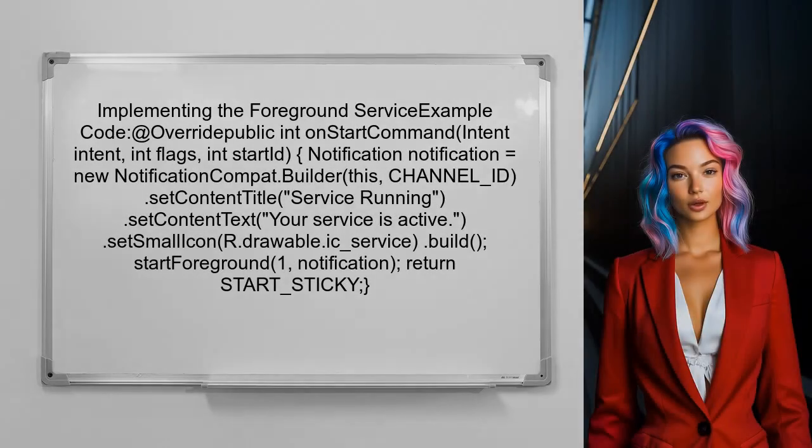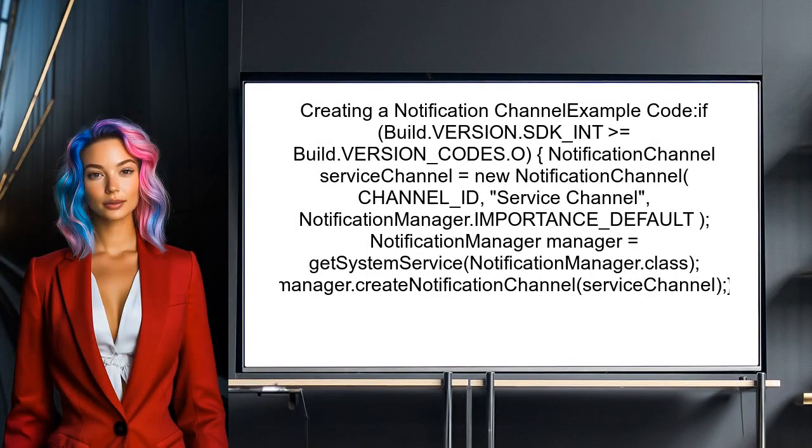The user can implement this by modifying their service code. They need to call startForeground within the service's onStartCommand method, passing in a notification. Finally, the user should ensure that they have created a notification channel for devices running Android Oreo and above. This is essential for the notification to display properly.